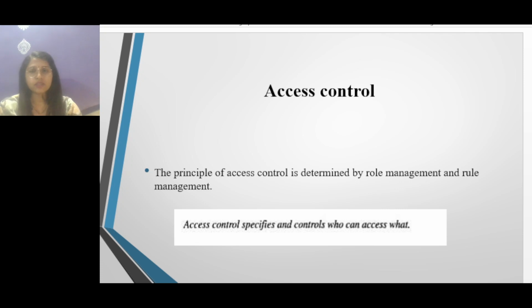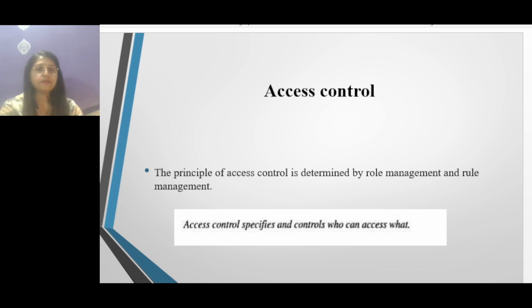Next is the access control. Access control is determined by role management and rule management. Who can access what kind of data? If a database is there, users are there. All users cannot access one kind of data. Some are privileged to just view, some are privileged to update, some are privileged to grant privileges. Even in an organization, everyone cannot access everything. So which user can access what kind of resources is managed by the access control.